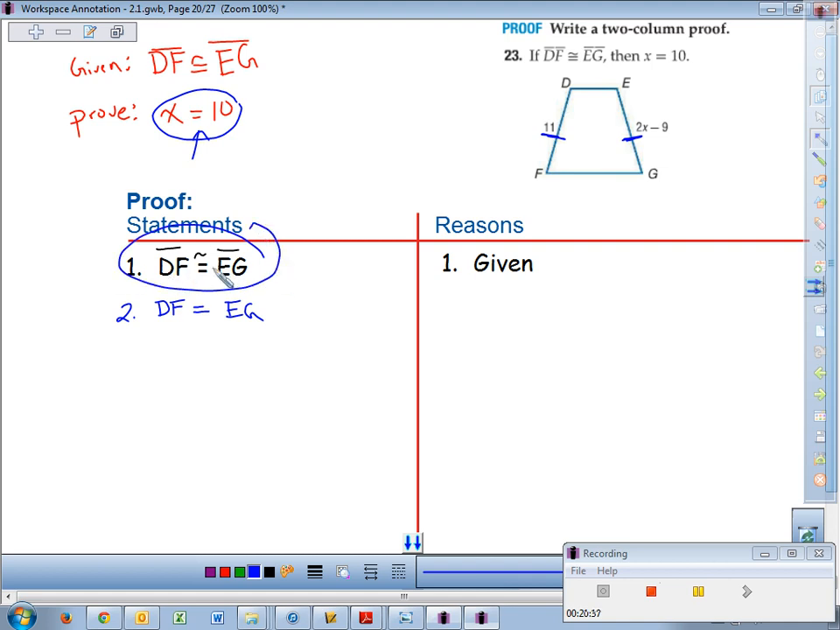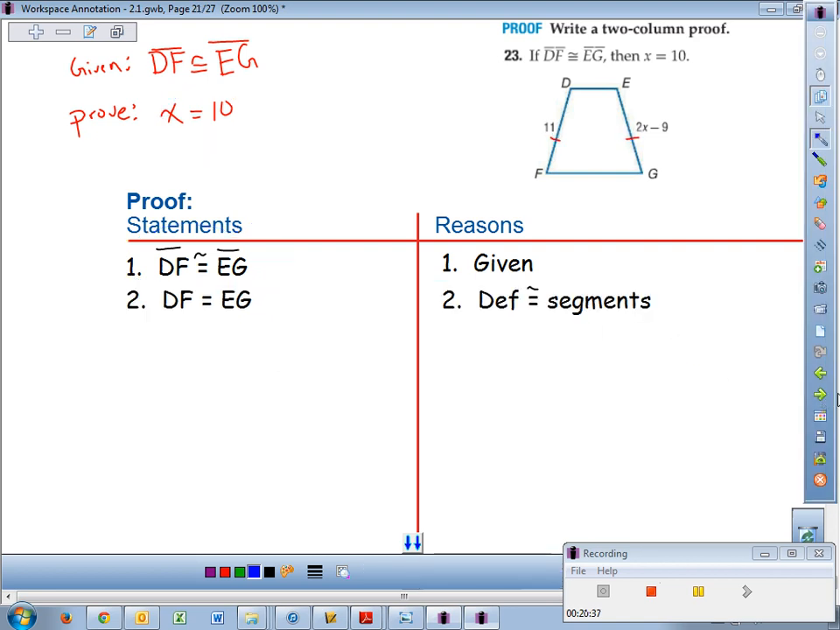If these segments are the same size, same shape, shouldn't the distance from D to F be the same as the distance from E to G? Shouldn't that be happening? The reason why is because that's straight up what congruent segments means. That's the definition of congruent segments. And you'll see how I abbreviated definition, which is called that a DEF. I didn't even write the word congruent. I just used the symbol. But that's what congruent segments means.